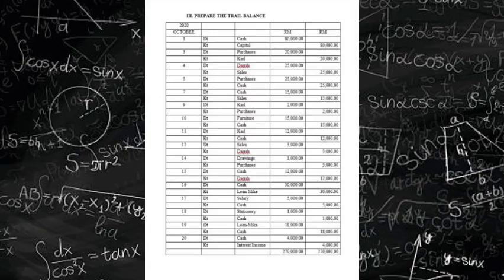Trial balance. The total of the trial balance on 31st October 2020 is in debit 270,000, in credit 270,000.